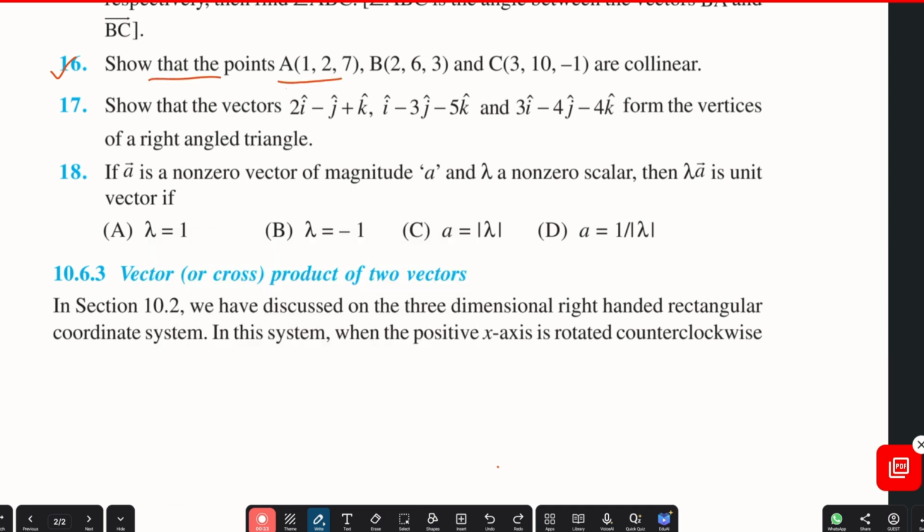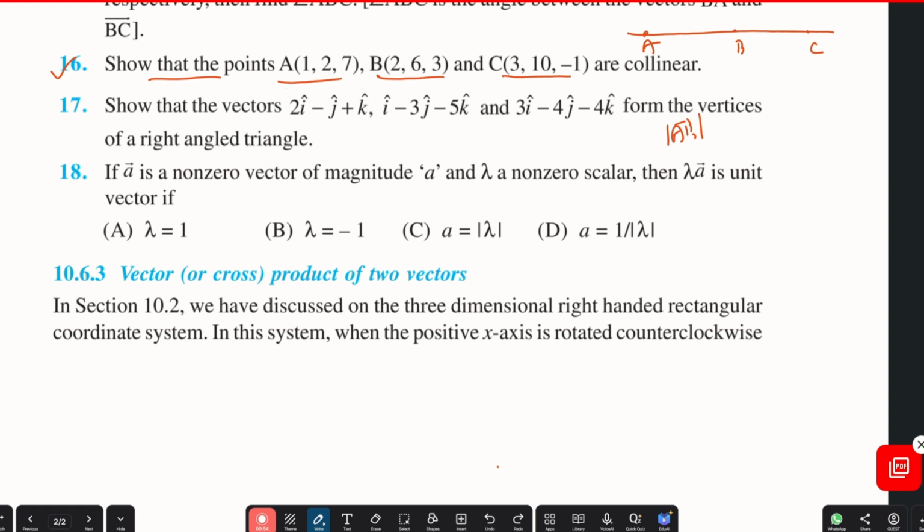So that the points A(1, 2, 7), B(2, 6, 3) and C are collinear points. Collinear means suppose in space there are points like this, somewhere A, somewhere B, and somewhere C. So these points are collinear. It means if I try to get the AB vector length, okay, AB vector. How to get AB vector?